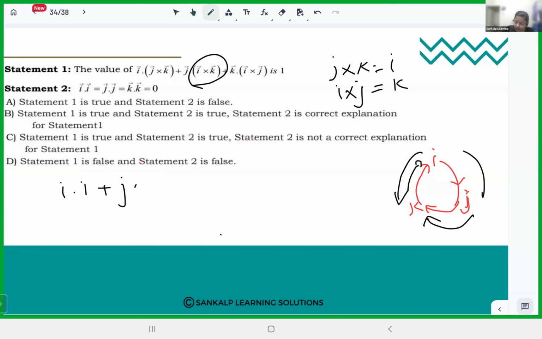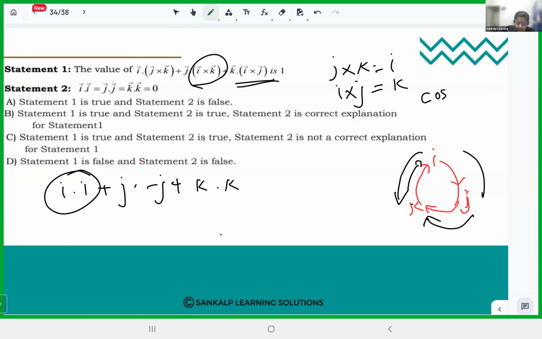I cross k. In the reverse direction it is minus j plus k dot I cross j. I cross j is k. And what is this I dot I? I dot I is a dot product. Dot product, we know it is cos, isn't it?